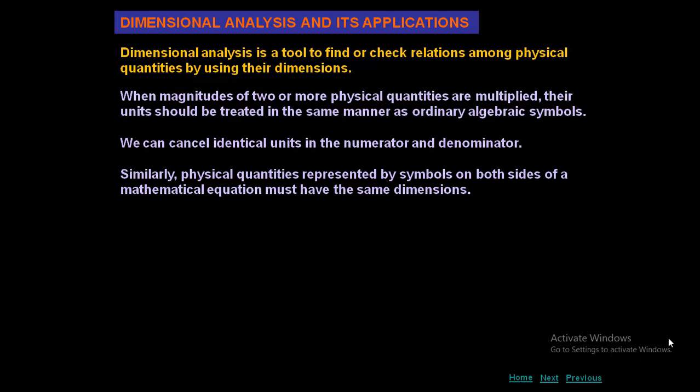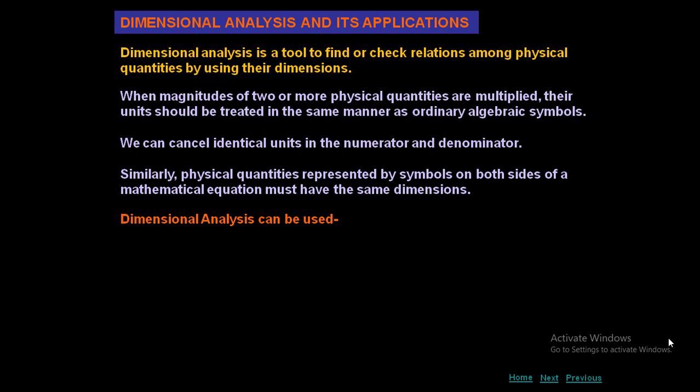Similarly, physical quantities represented by symbols on both sides of a mathematical equation must have the same dimensions. That means you have an equation like this: v is equal to u plus at. Now here on the left hand side as well as on the right hand side, you have different physical quantities. According to this point, all the physical quantities should have the same dimensions. Then only you can either add or subtract.